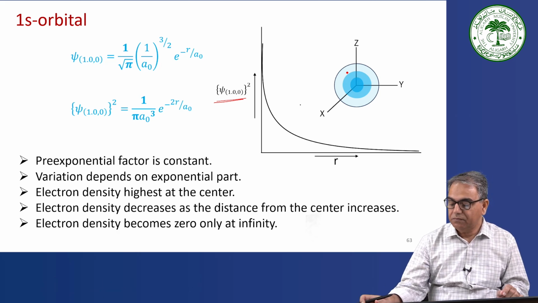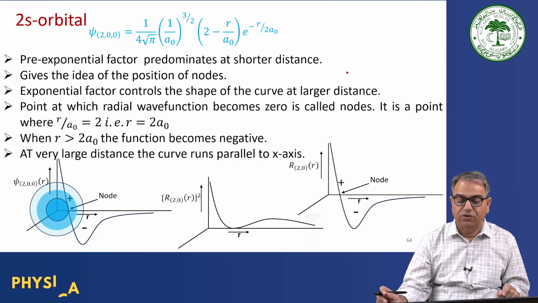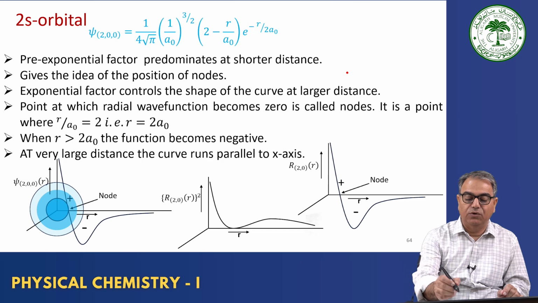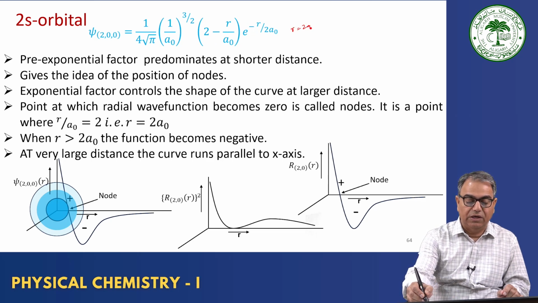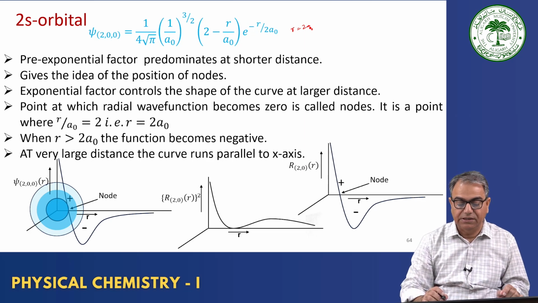Okay. What happens to the 2s orbital? For the 2s orbital, I told you that the pre-exponential factor predominates at shorter distance. At very small distance, the pre-exponential factor dominates, and that gives rise to the idea of the position of the nodes. So here we have a node. I said r is equal to 2a naught, we have a node. So I have written it also. The exponential factor controls the shape of the curve at larger distance.